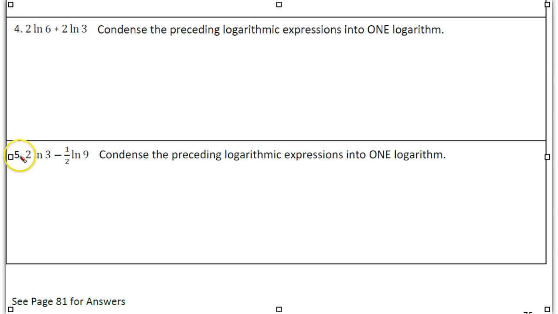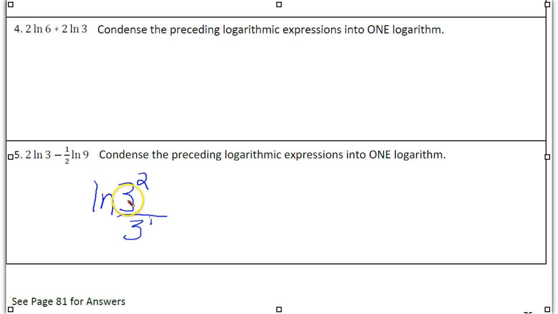Now in example 5, translating this from its expanded form to its condensed form, it'll be natural log of 3. Now our 2 is the exponent of 3, and this is division now that we show here as subtraction. So this will be divided by 9 to the 1/2 power, and 9 to the 1/2 power is 3.